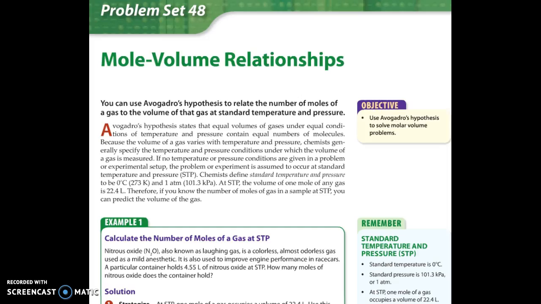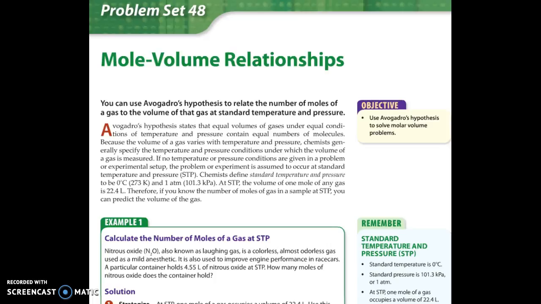Problem set 48, mole volume relations. Objective: use Avogadro's hypothesis to solve molar volume problems. You can use Avogadro's hypothesis to relate the number of moles of a gas to the volume of that gas at standard temperature and pressure. Avogadro's hypothesis states that equal volumes of gases under equal conditions of temperature and pressure contain equal numbers of molecules. Because the volume of a gas varies with temperature and pressure, chemists generally specify the temperature and pressure conditions under which the volume of a gas is measured.